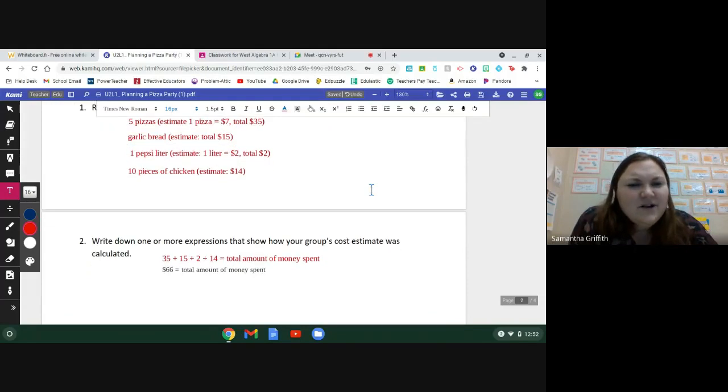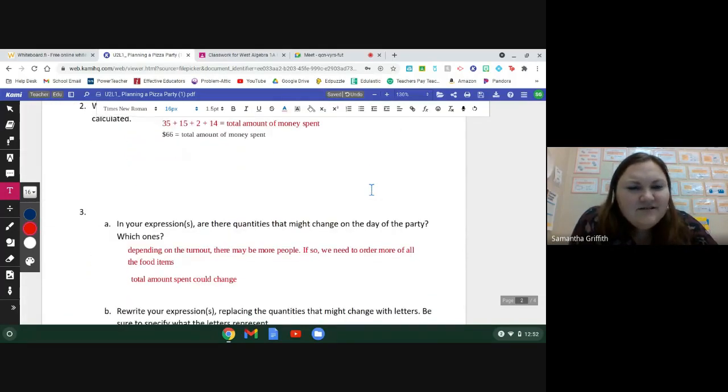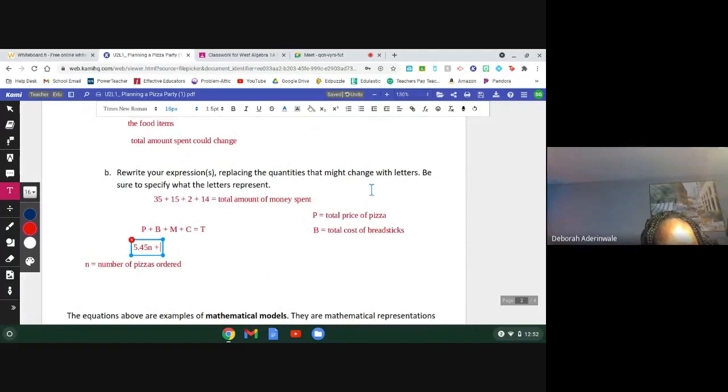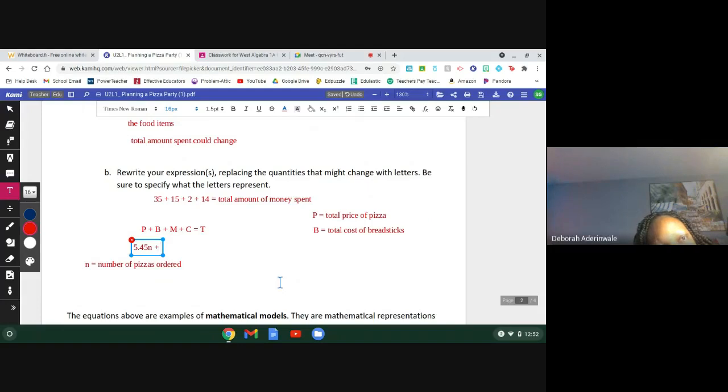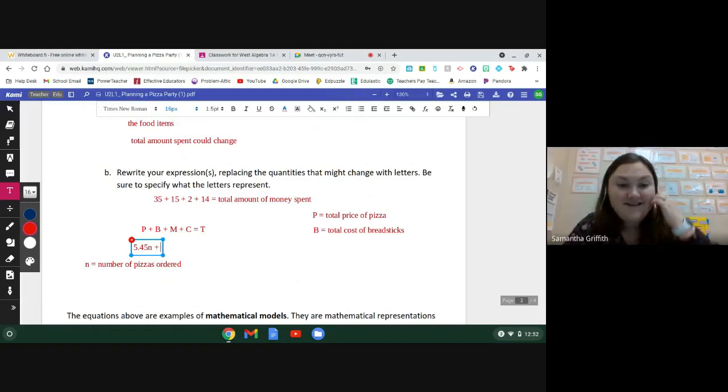Do we think how much garlic bread we're going to be buying is changing at all? If it costs $15, how many would that be? I know they have a pack of 7 in one. So we're talking about 3 packs. Okay. So if we wanted to write it similar to how we did the first part, the 545N, what would that look like?